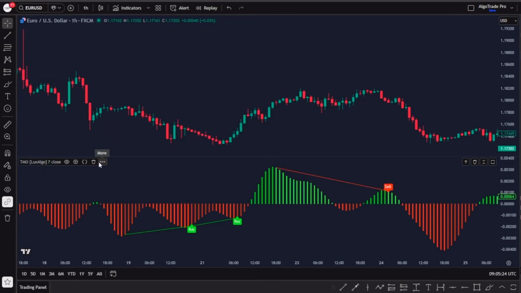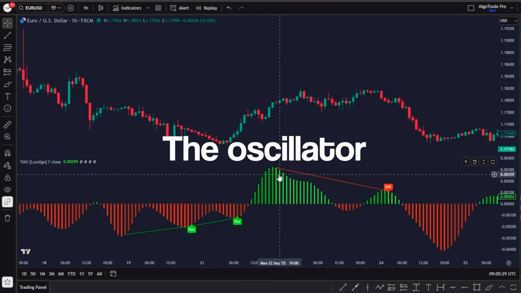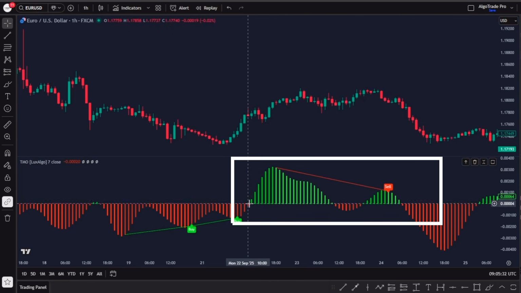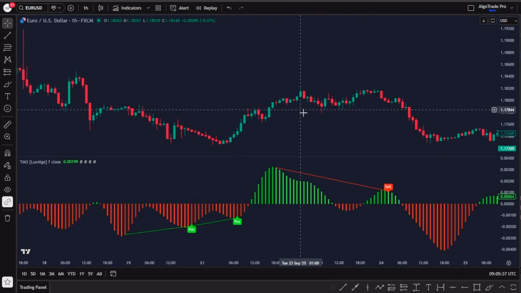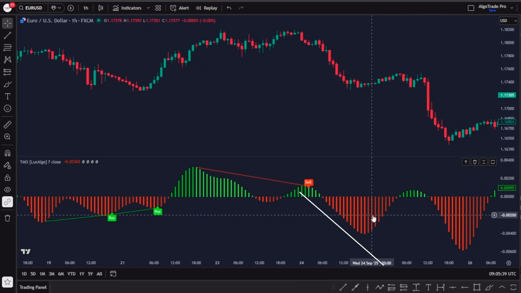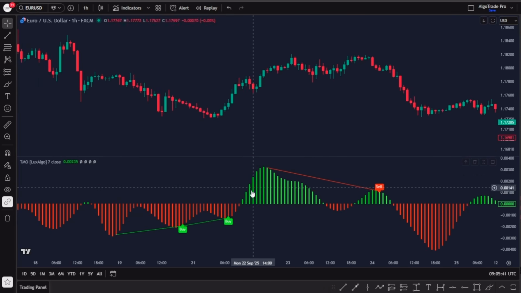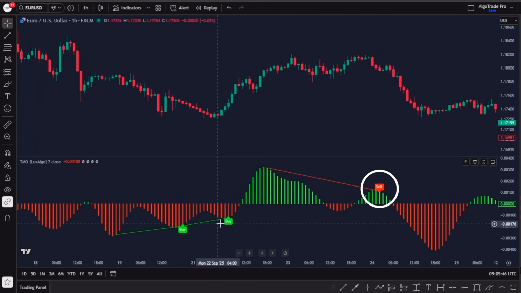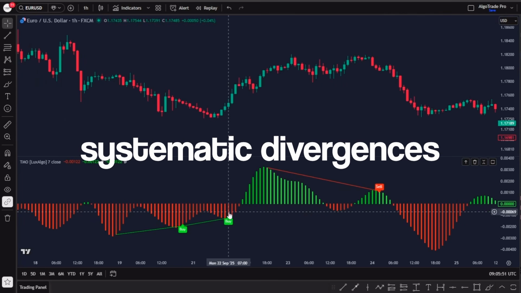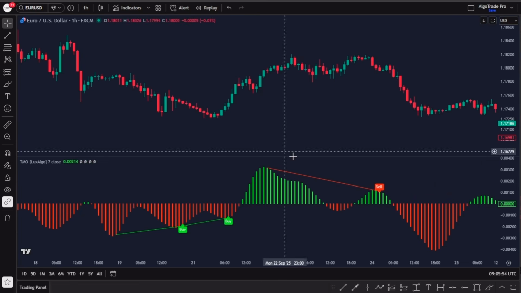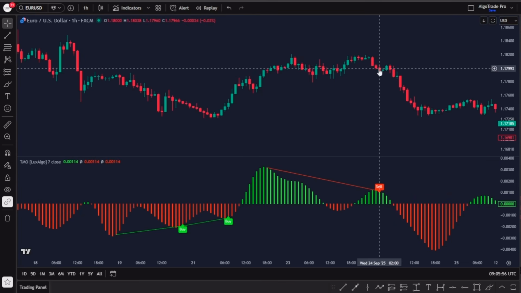Once you add the indicator to the chart, you will notice two things immediately. First, the oscillator itself. It moves smoothly above and below the zero line. When the oscillator is rising, momentum is improving. When it goes down, momentum decreases. And second, the divergence signals. You will see bullish and bearish divergence labels plotted directly on the oscillator. These are systematic divergences, meaning the oscillator starts moving in the opposite direction of price, signaling a potential reversal ahead of time.